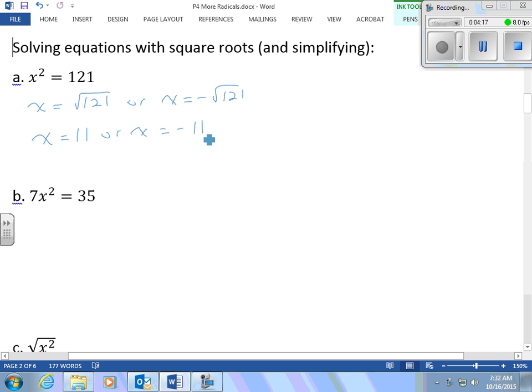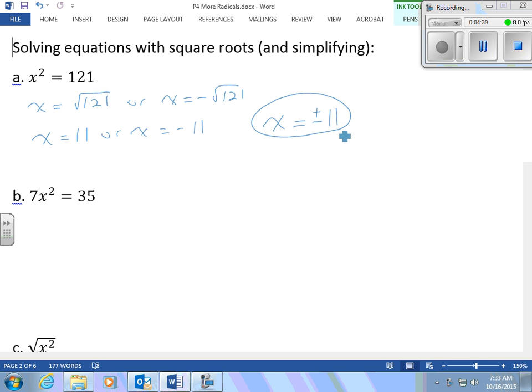There's a nice shortcut for writing that, and you could write x equals plus or minus 11. And that shows there's two values for x, one positive and one negative. And that's entirely correct to do. And again, if your mental math skills are strong, you can do that in one step. You don't need to show a middle step here.